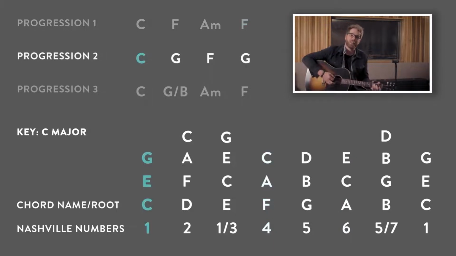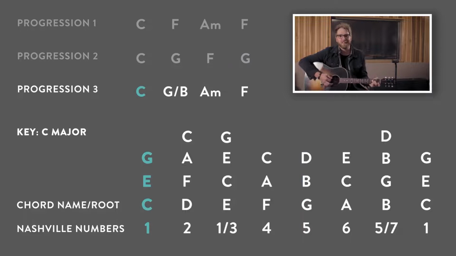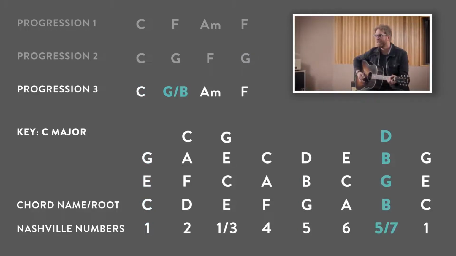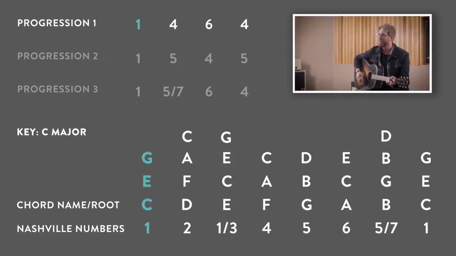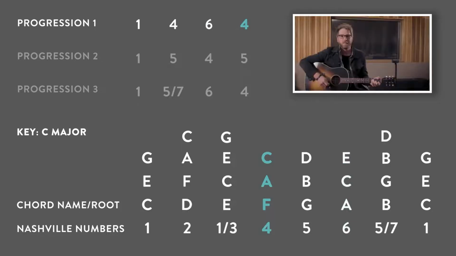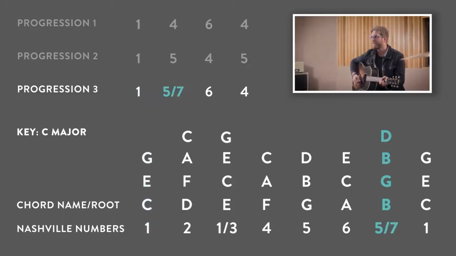And the second progression is C, G, F, G. And the third progression is C, G over B, A minor, and F. Now let's look at the same progressions in just number forms. The first progression is 1, 4, 6 minor, 4. The second is 1, 5, 4, 5. And the third progression is 1, 5 over 7, 6 minor, 4.